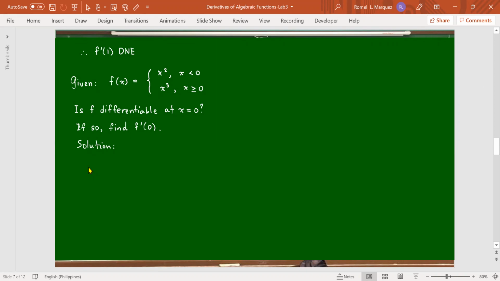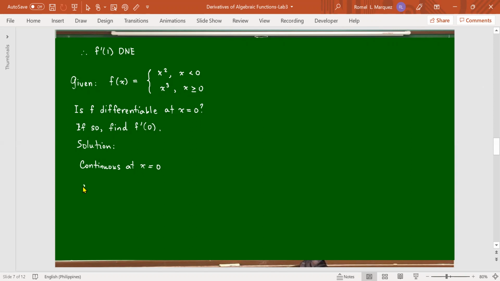First, is it continuous? Actually, by inspection, you can easily tell if it is continuous or not. Am I correct, guys? Yes, sir. Continuous, so we can still proceed, meaning there is a chance. Continuous at x equals 0. There is a chance to be differentiable, but it's not guaranteed. Clear, guys? Continuity does not guarantee that a function is differentiable. But if a function is differentiable, it is guaranteed that it is continuous at that number. Okay, guys?